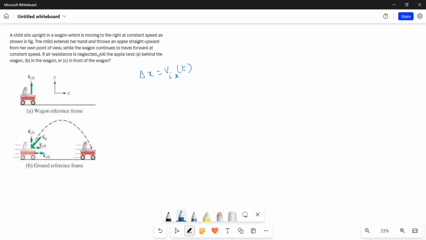If air resistance is neglected, will the apple land behind the wagon, in the wagon, or in front of the wagon? This is a conceptual question, an interesting question.